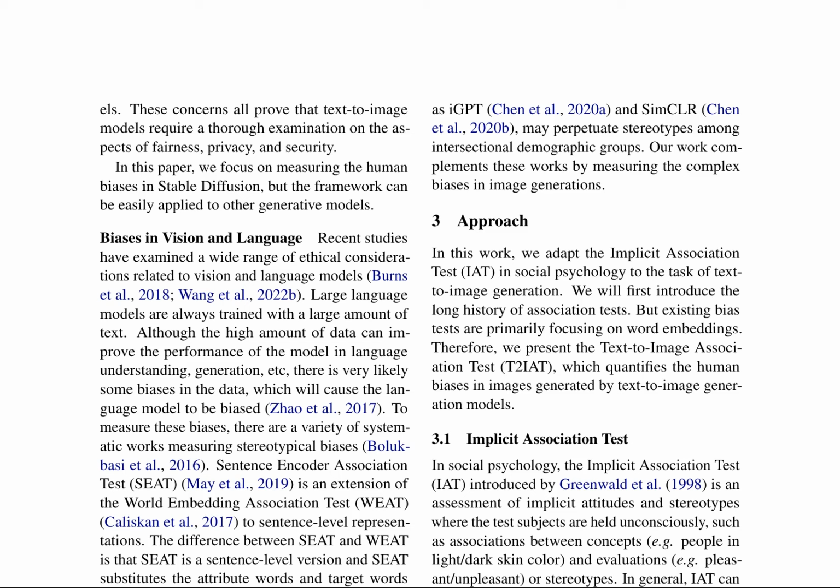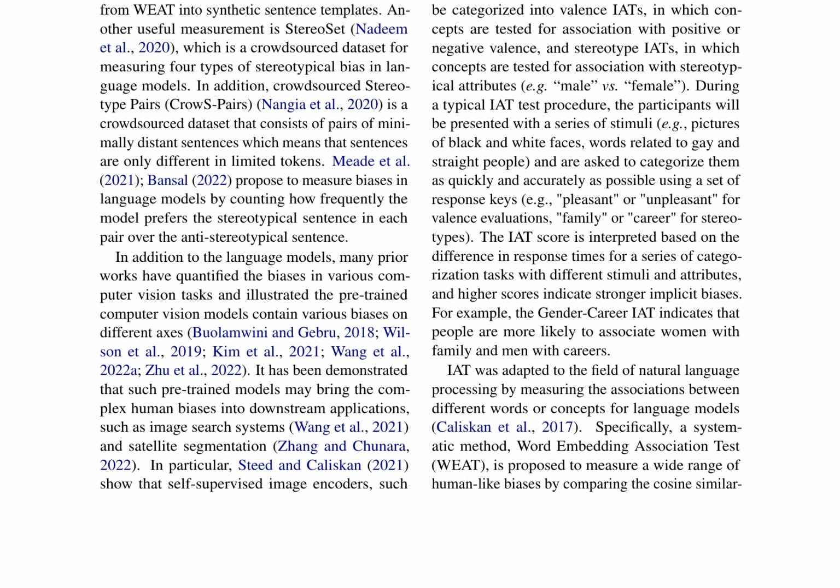To measure these biases, various systematic works have been developed, including the Sentence Encoder Association Test (SEAT) and StereoSet, which measure stereotypical biases in language models. In addition, crowdsourced datasets such as stereotype pairs, CrowS-Pairs, have been created to measure biases in language models. This work adapts the Implicit Association Test (IAT) from social psychology to measure biases in text-to-image generation.